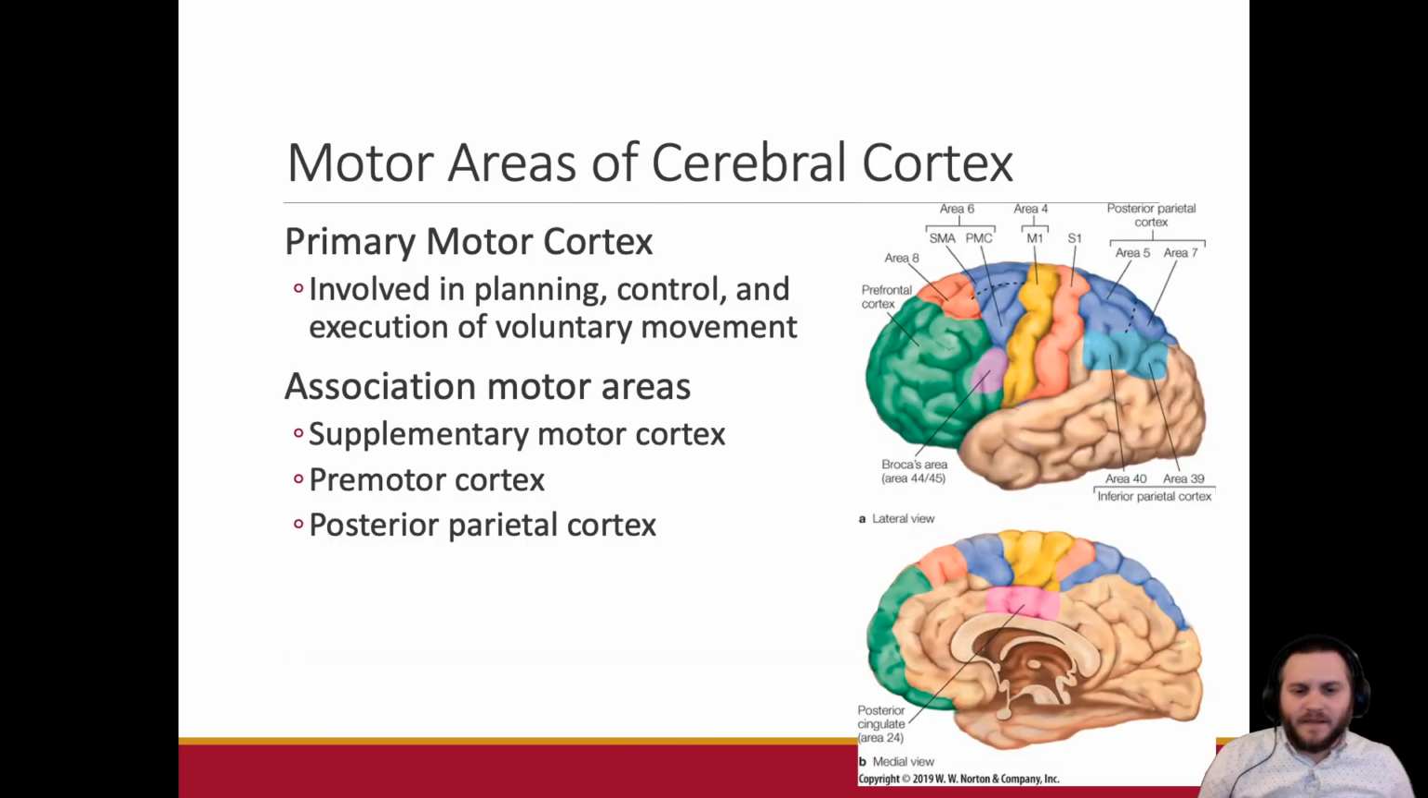Let's talk about the brain. Wow, I spent way too much on the basal ganglia. Alright. Primary motor cortex and association motor cortex. I'm going to sort of breeze through this.